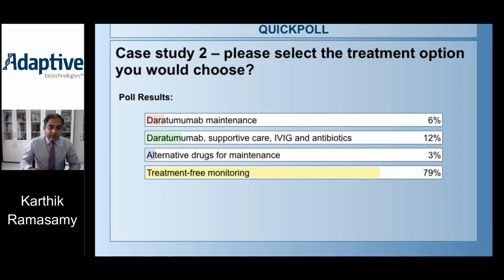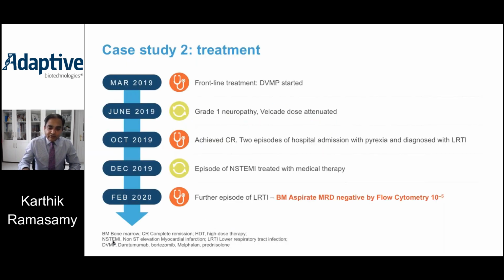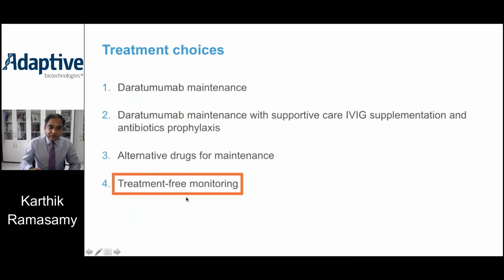Let me go back to my patient, and clearly, as most of you have suggested, what I did for my patient is to go back to treatment-free monitoring rather than continuing with the daratumumab therapy for this patient.